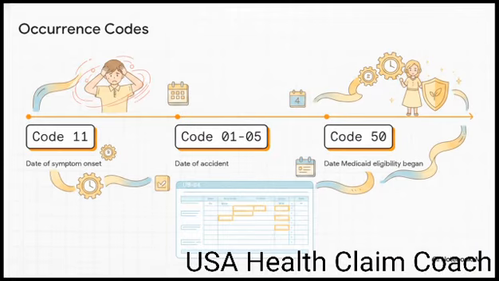Code 11 marks the day symptom onset began. Code 50 nails down the exact date a beneficiary became eligible for Medicaid. It basically maps out the chronological story of the patient's claim.